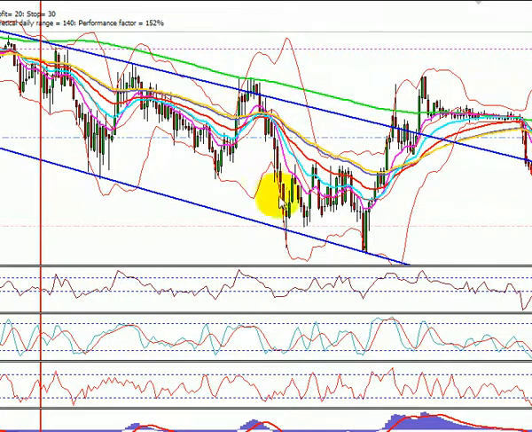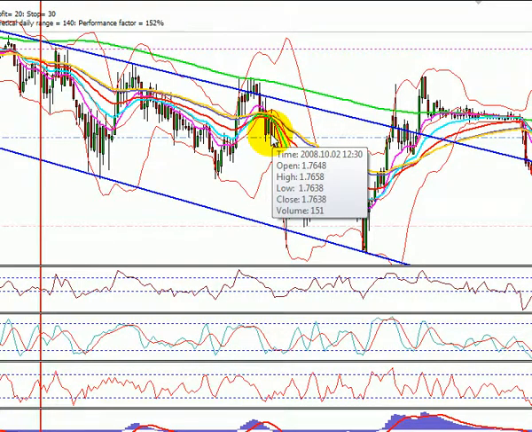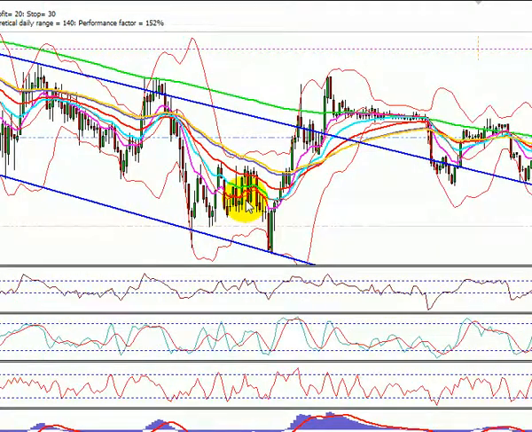If you'd have sold here, you'd have had a lovely run down, maybe taken half your position off at 20 pips and let the rest ride. But again, that is not the actual subject of this tutorial.